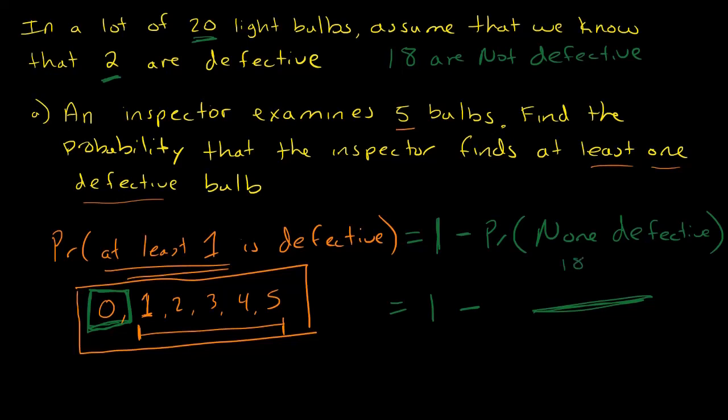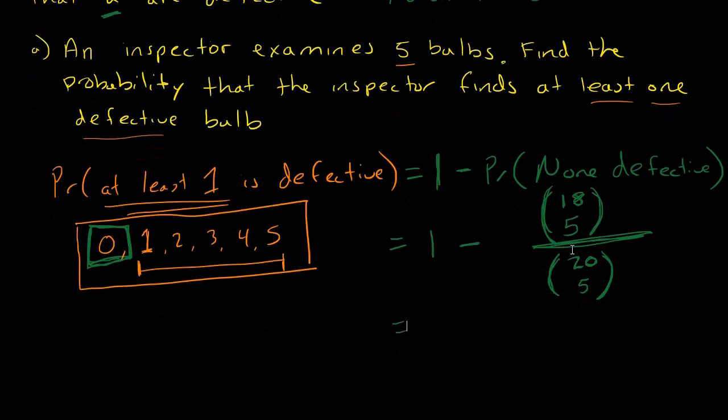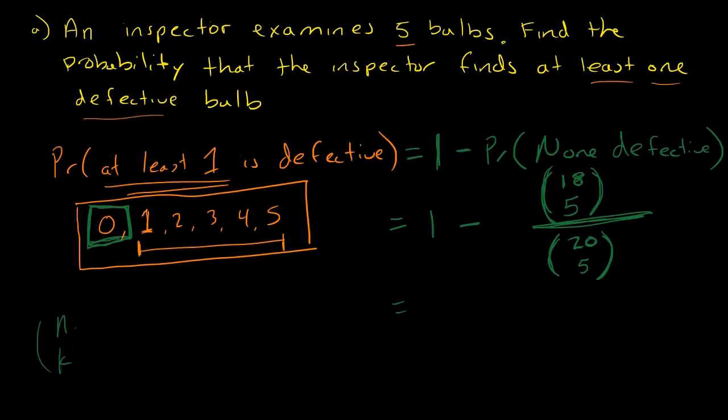So that means you're going to be using a combination: 18 choose 5. And the total number of ways that you can choose light bulbs from those 20 is, you have those 20 light bulbs and you are choosing 5. Okay, so then what do we have here? 1 minus this. How do we calculate this probability? You could use your formula for combination. If you remember, n choose k equals n factorial over k factorial times n minus k factorial. You could use this, or you could use a calculator.